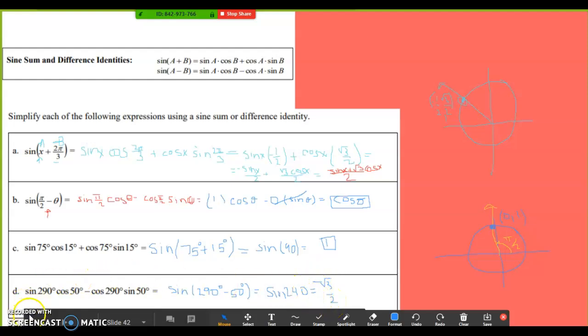All right, so let's move on, and we're going to talk about the cosine sum and difference identity.